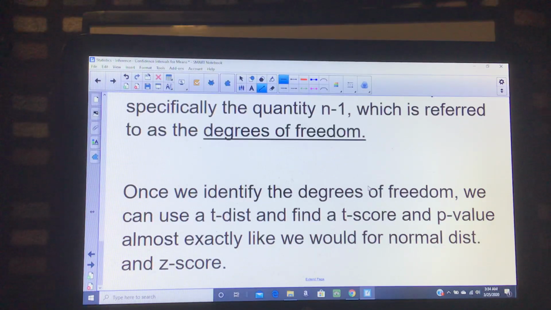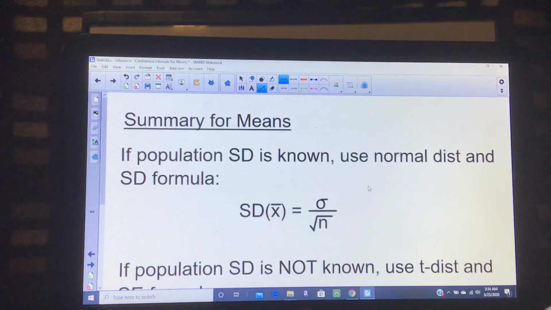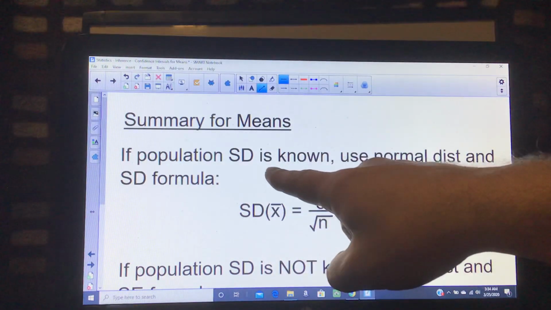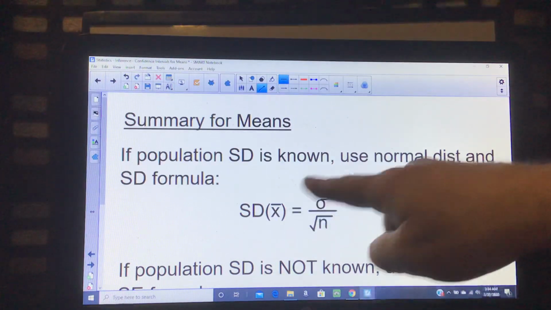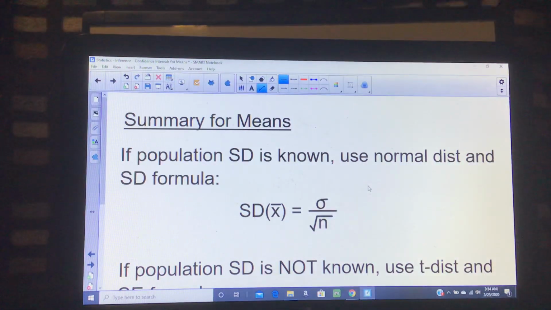All right, I know this is long, hopefully you're still with me. So here's the summary. When do you use the t-curves? You use the t-curves when you don't know the population standard deviation. So this first thing says, say you do know the population standard deviation. Then you don't need to do any of this, right? You can use the normal curve.